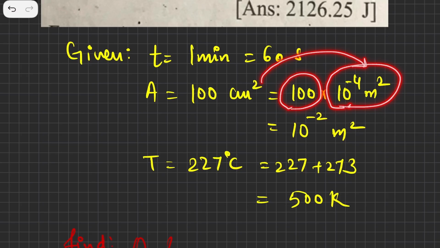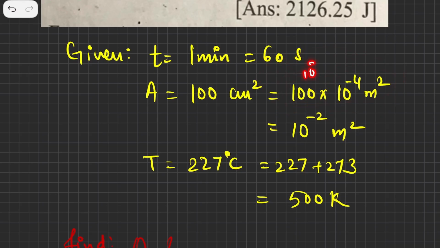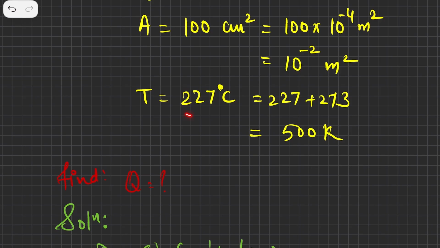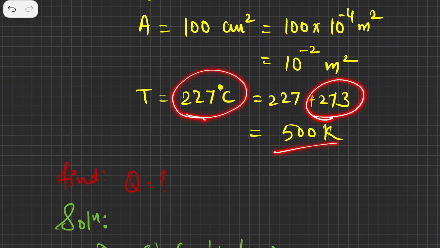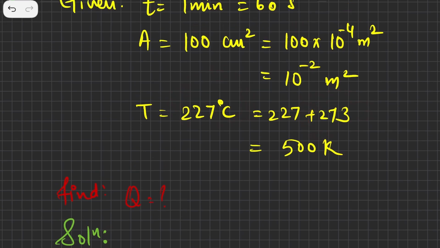Because 100 is 10 raised to plus 2, and this is 10 raised to minus 4, so 2 minus 4 is minus 2. So I'll get 10 raised to minus 2 meters square. Temperature should always be in Kelvin, so 227 degrees Celsius plus 273 will give me 500 Kelvin. So this was the given data.